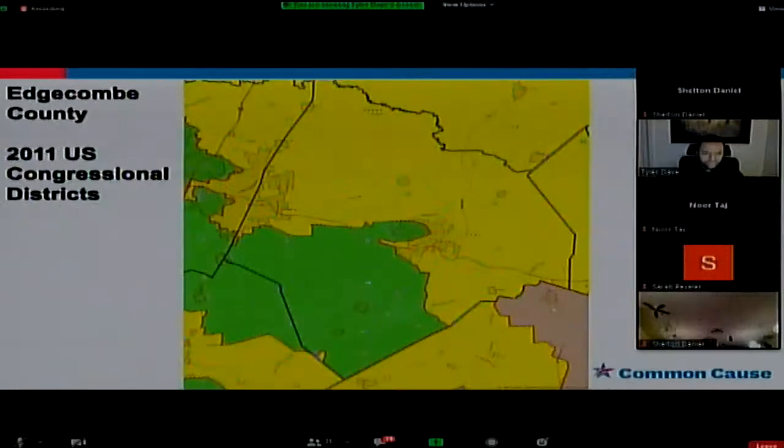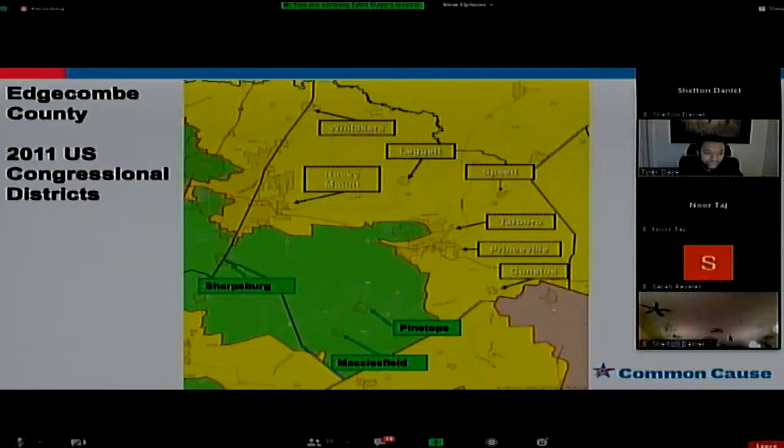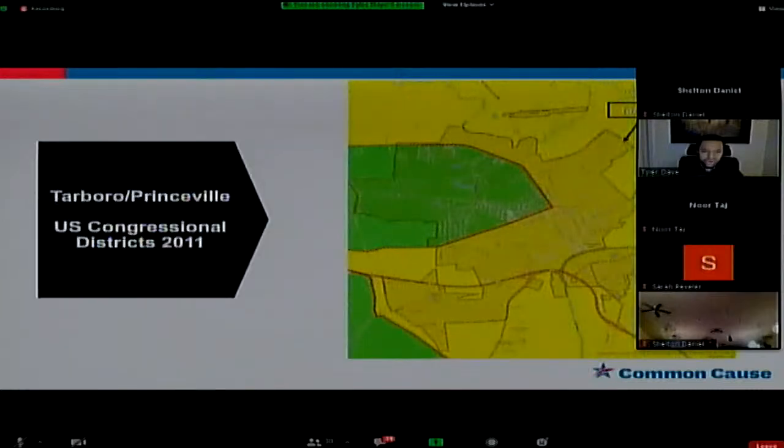I'm just going to switch over to Edgecombe County, and likewise, these are the 2011 U.S. congressional districts, and there was no need to split the county. The county is well below the population of a U.S. congressional district, but they did indeed split the county, and these cities and towns up to the north were put in the yellow district, while the southern part of the county was separated, and you can see that here. I just want to highlight Tarboro for a moment. Notice that this chunk of Tarboro has just been carved out.